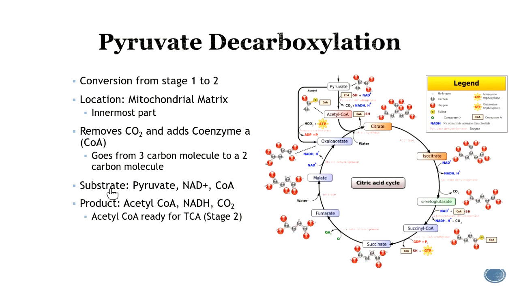So now the next stage. We need to prep the pyruvate a little bit. This is where we're going to take that pyruvate and go from the cytosol into the mitochondrial matrix, so all the way in the innermost part. So the first thing is we need to prep the pyruvate.